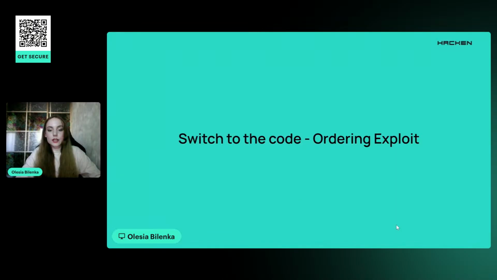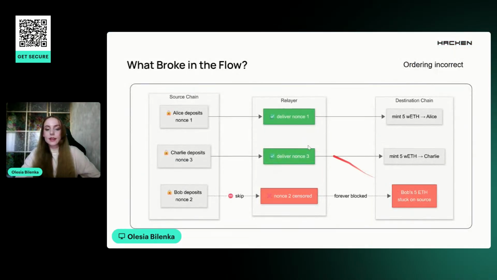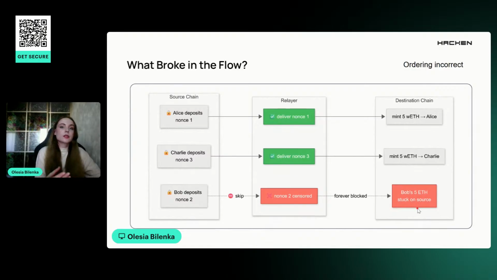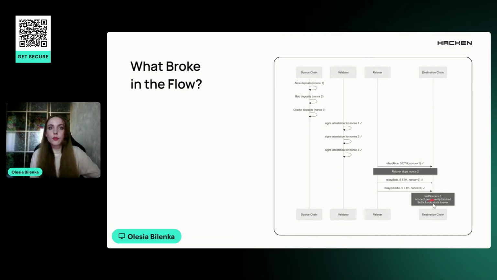So here is the same thing as a data flow. Alice and Charlie, green paths, were able to receive their minted wrapped Ethereum, and for Bob, red path. So nonce 2 was censored, and the 5 Ethereum deposited with nonce 2 are stuck on the source chain. So now we need to understand what exactly broke in the flow.